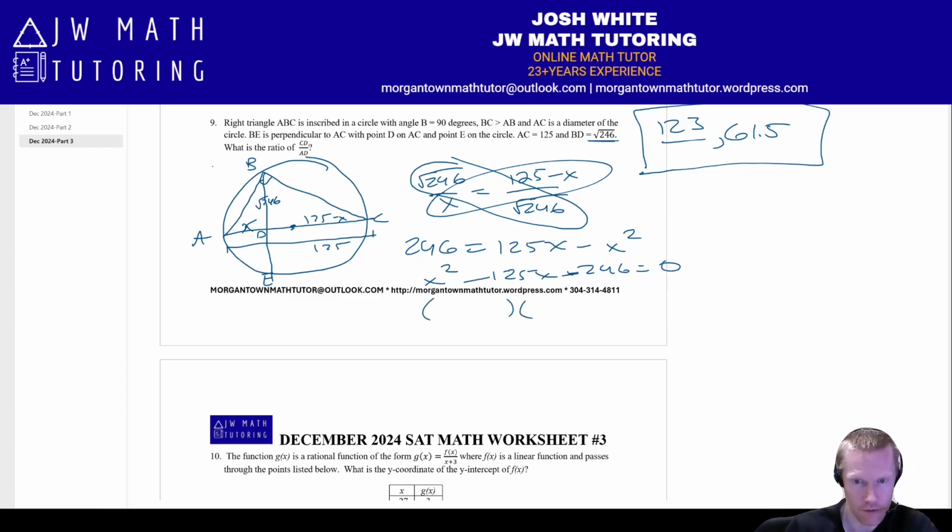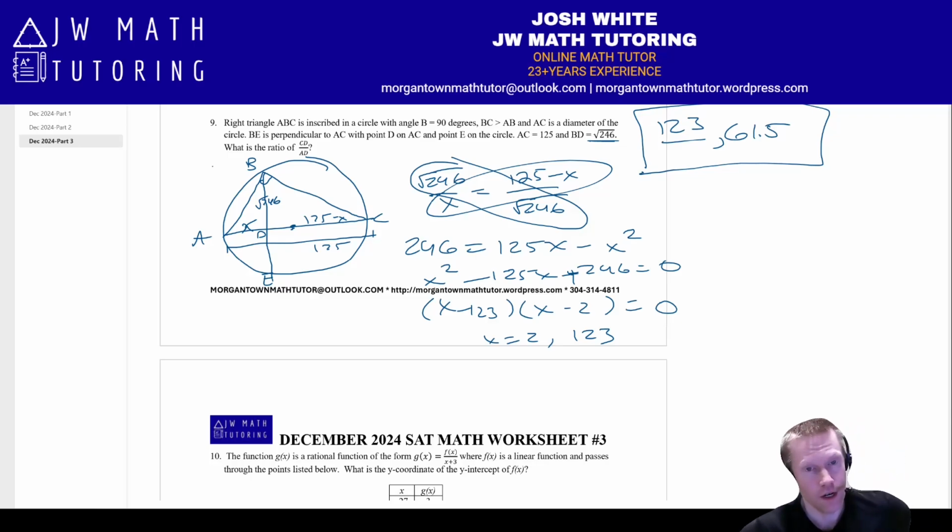Now you could go ahead and solve this. You could just go to Desmos and graph it and look for the x-intercepts. You could just factor it. It's going to be x minus 123 and x minus 2. So x equals 2 or 123. So we know the two sides are going to be, one of them is going to be 2, the other is going to be 123. But the question is which is which, because it specifically wants CD over AD.